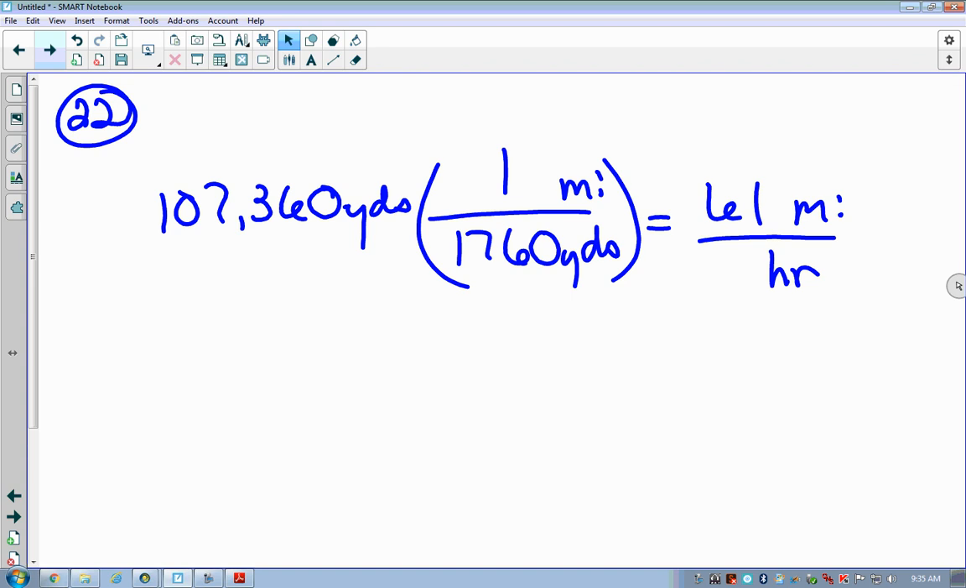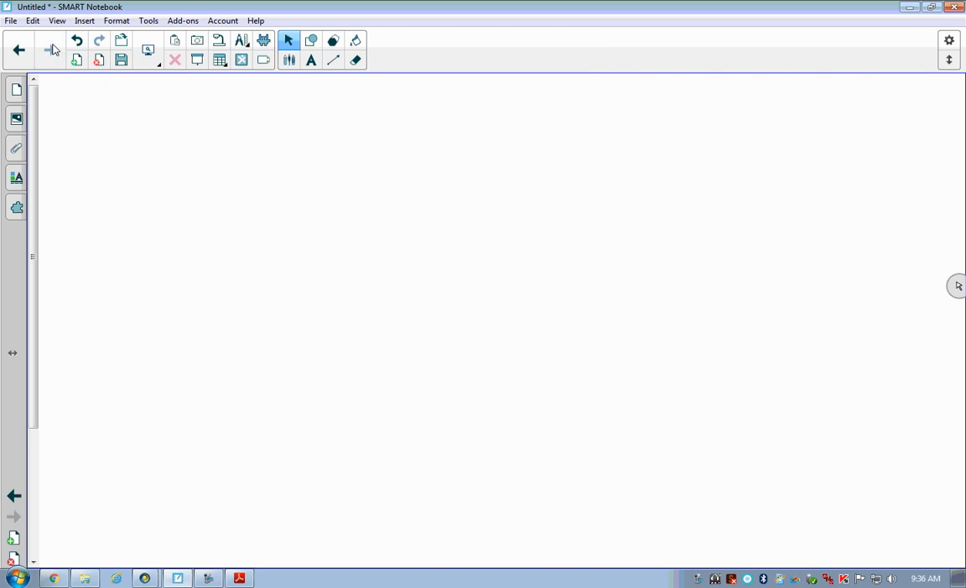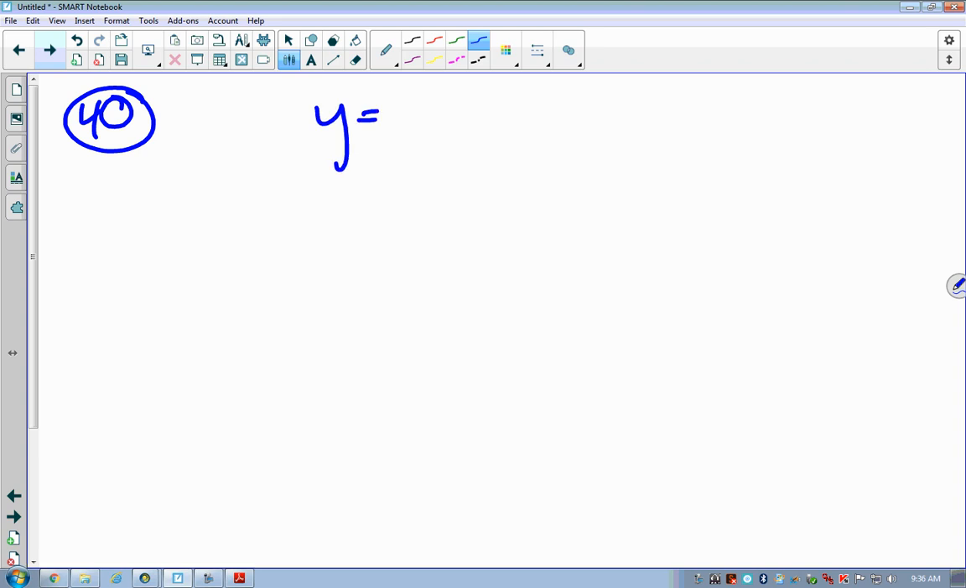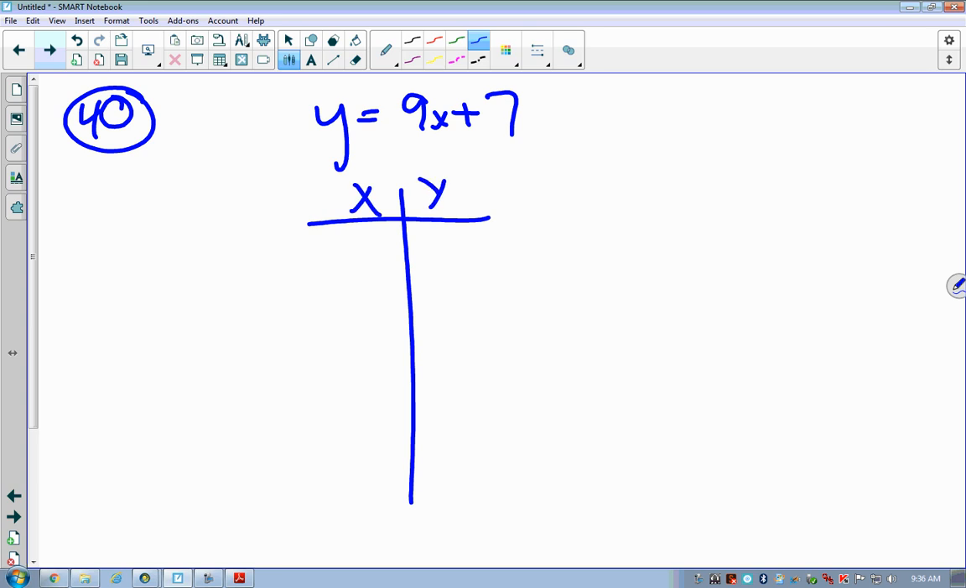Okay, questions? Okay, that's 22. The next one looks like 40. It gives you a chart. It says complete the table, and it tells you the equation is y equals 9x plus 7. It gives you a table of values. We have x and y, then we have negative 9, 0, 9, and 2/9.